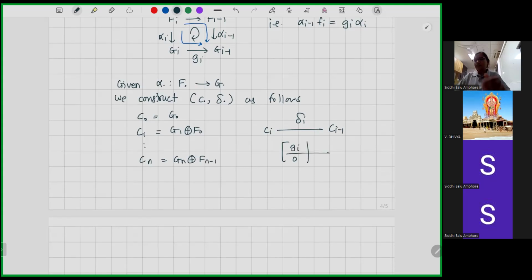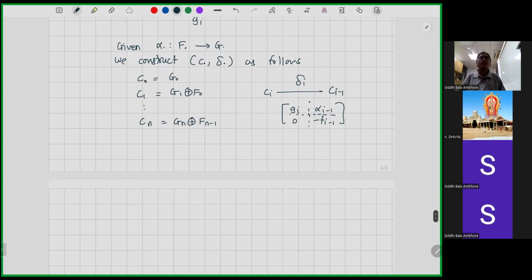So these are all free modules. Okay, so I have this kind of block, and these are direct sums here. So I'm just looking at them as a block. Fi minus 1, alpha i minus 1. Okay, so this is how this map is defined here.